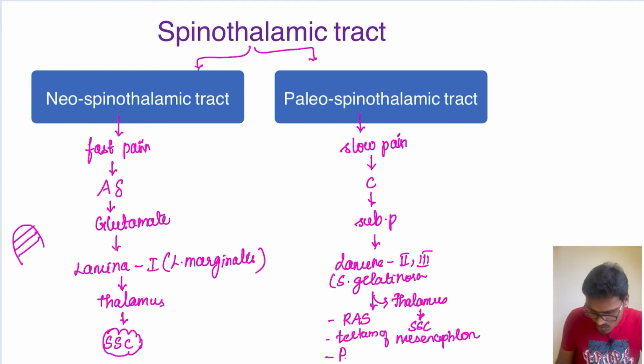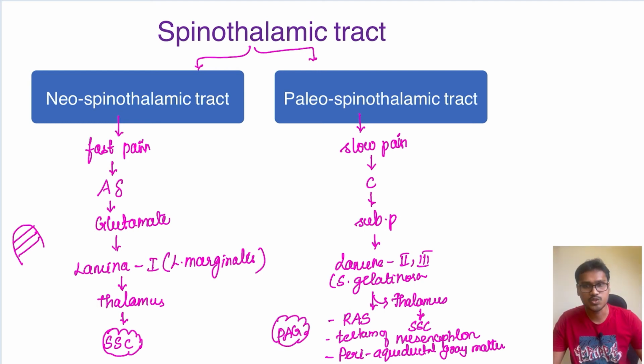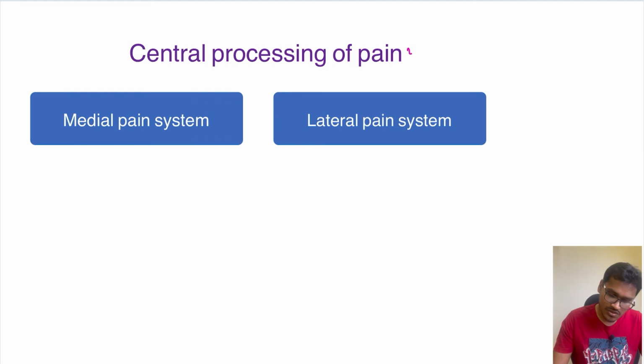So it also goes to a place called periaqueductal gray matter. This periaqueductal gray matter or PAG we will study again in modulation of pain also. So this is how the neospinothalamic tract and the paleospinothalamic tract go in. Now the central nervous system has to process the pain in different aspects of the brain. It is done with the help of two systems. One is called the medial pain system, another one is called the lateral pain system.